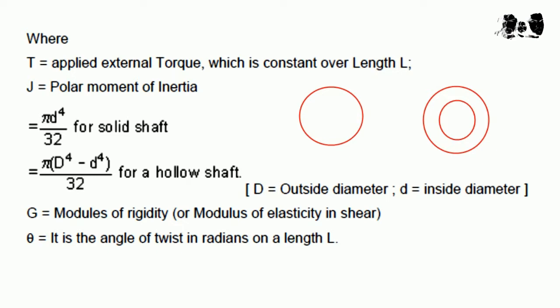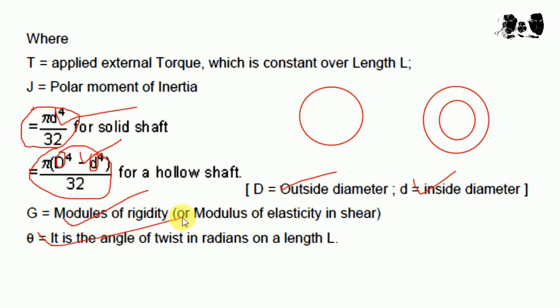The next difference is based on the polar moment of inertia value. This is the polar moment of inertia of the solid shaft, and this is the polar moment of inertia of the hollow shaft, where capital D and small d are the external and internal diameters of the hollow shaft. G is the modulus of rigidity, and theta is the angle of twist in radians over a length L. So let's get to where the comparison has been made.